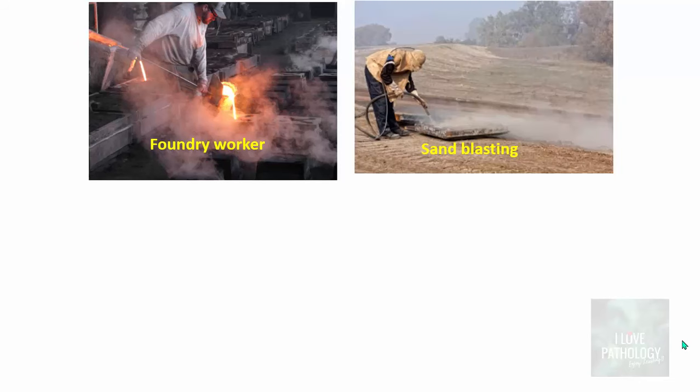The second important occupation relevant to silicosis is sand blasting. This is also called abrasive blasting. What they do is forcibly propel a stream of abrasive material, in this case sand, against a surface under very high pressure, and by doing so it smoothens the rough surface. So individuals involved in sand blasting are exposed to silica. Unless they wear proper masks, they are very highly vulnerable to silicosis.